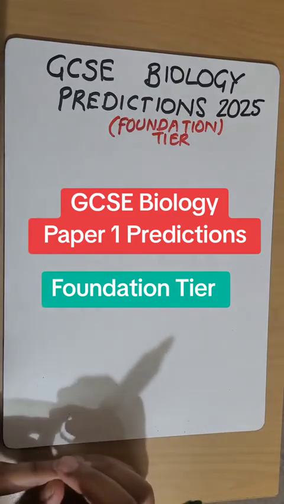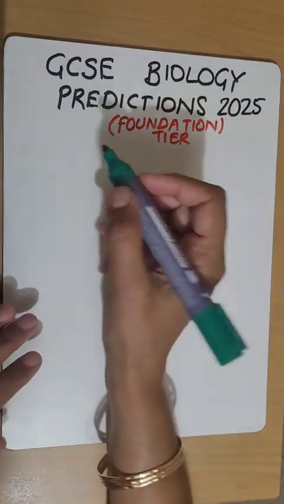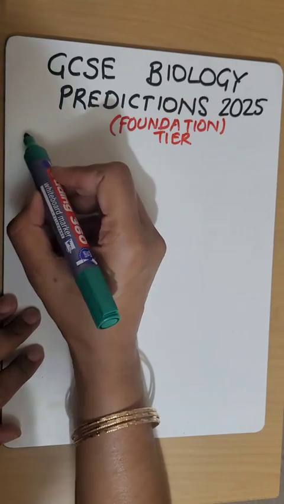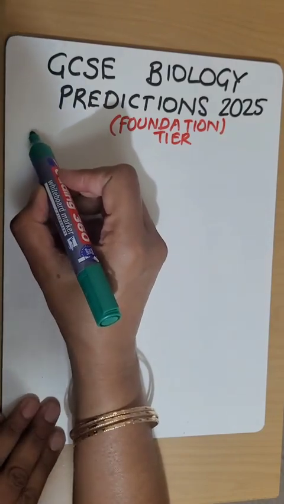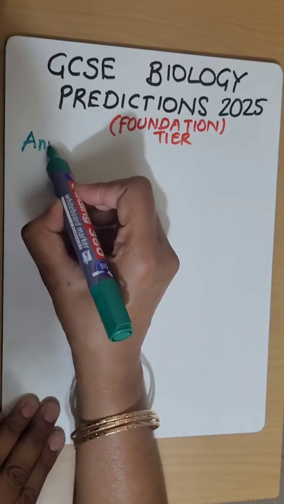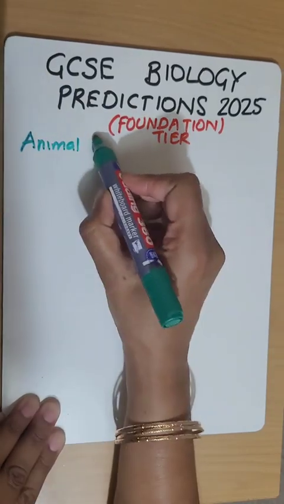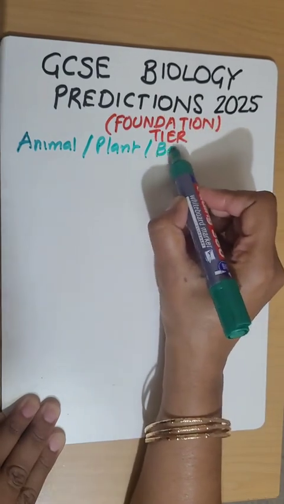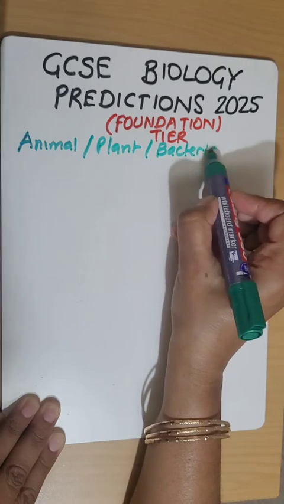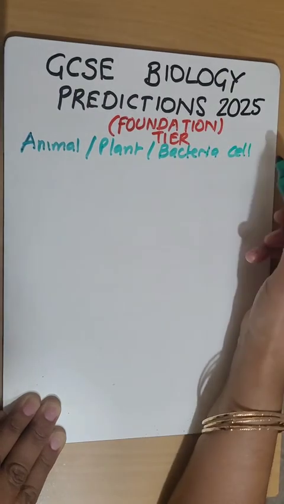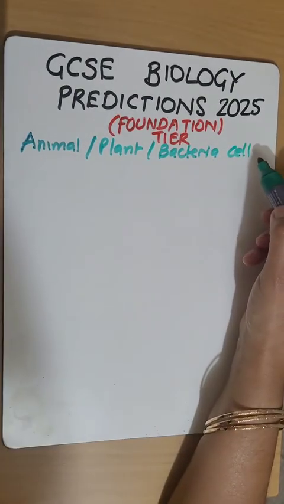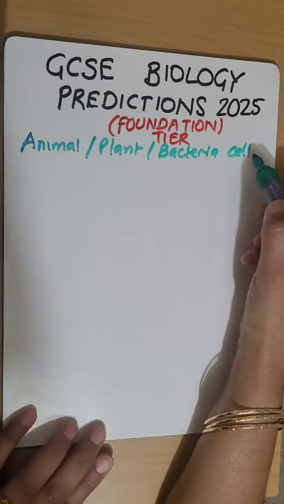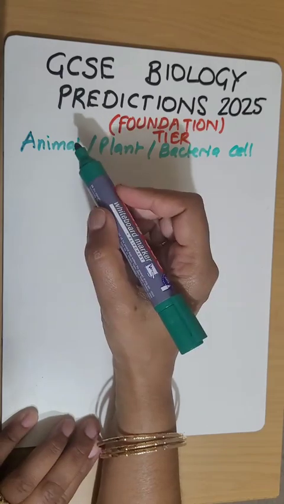GCSE biology prediction foundation paper, and then go through the topics that can come up after looking at analysis. So the first topic we're looking at that can come up is animal, plant or bacteria cell, and you'll notice I have posted a video on animal and plant cell comparison, so you might want to go and watch that as well. It could be the structure and function of animal plant cell or labeling the plant cell.